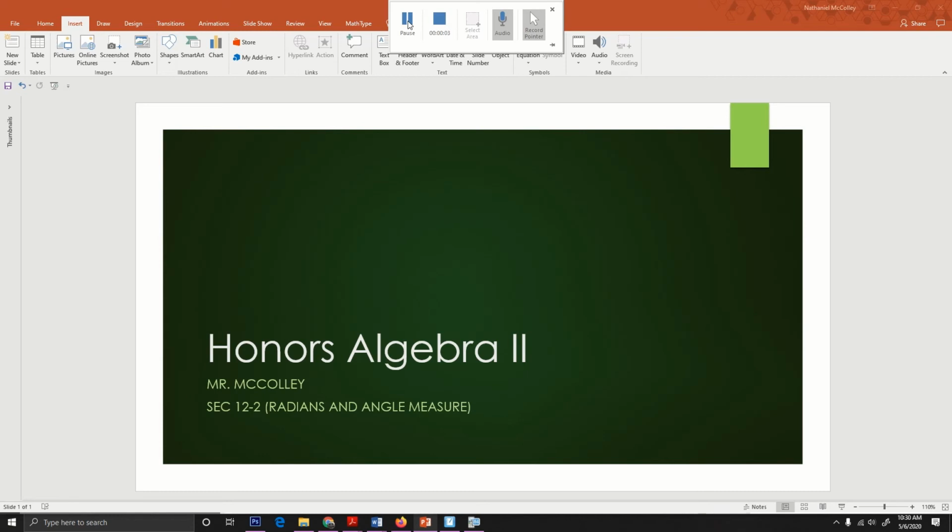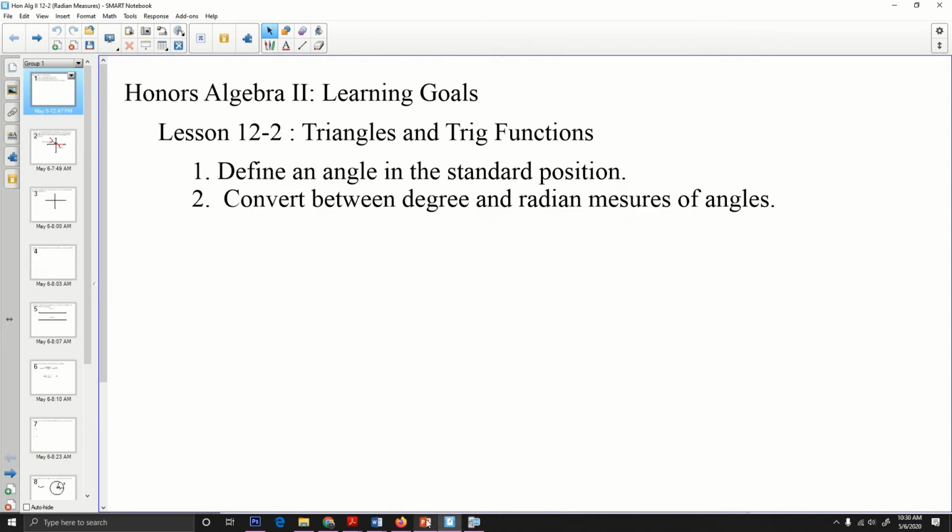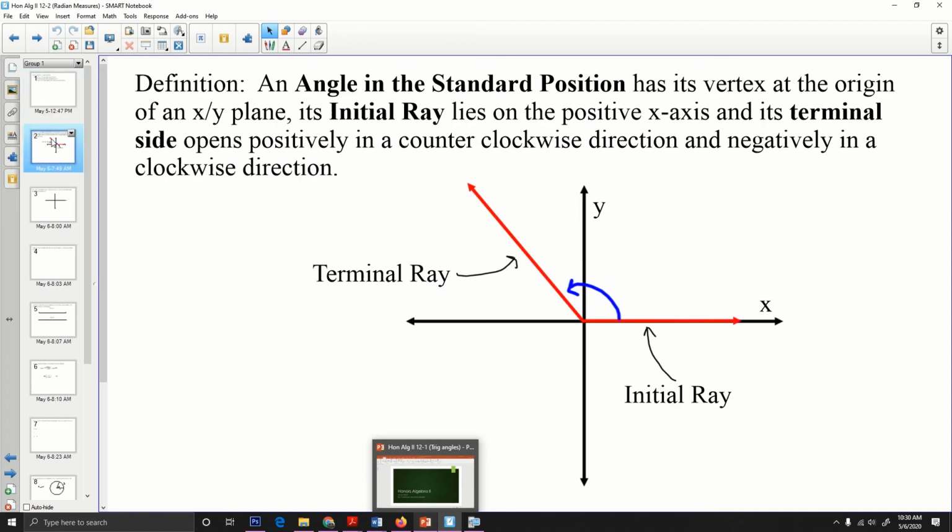I am Mr. McCulley, and this is the presentation for section 12-2, radians and angle measure. We made it. So let's get right to it. Today we are going to define an angle in the standard position, and then we're going to convert between degree and radian measures of angles. This shouldn't be too bad.